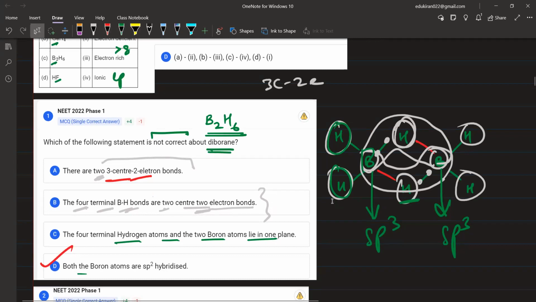Draw this quickly. Let me know once you're done. Okay, moving on.